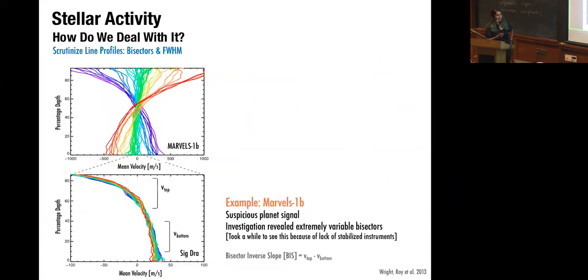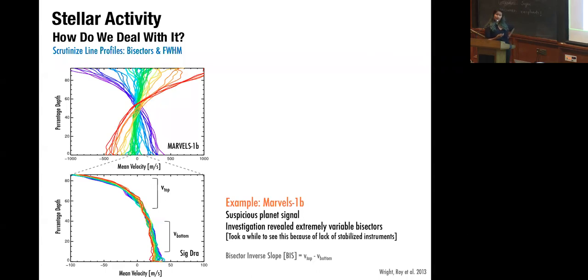So you have to really look at how the bisector is changing to figure out why it's changing. I think a nice example of this is a paper I worked on a while ago with Jason Wright, where there was this Marvel's 1b planet that was announced, which was a hot Jupiter. But then there looked like there was another planet at a perfect 3:1 resonance with the hot Jupiter. And this was the first system that the survey found very suspicious for several reasons. When I started looking at it, it was the first time we had looked at stabilized high precision spectra for it. There had already been high precision spectra, but it had iodine on it, and so you couldn't actually measure the shapes of the lines.